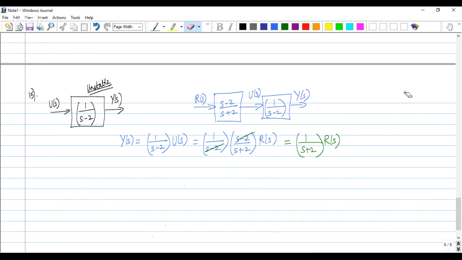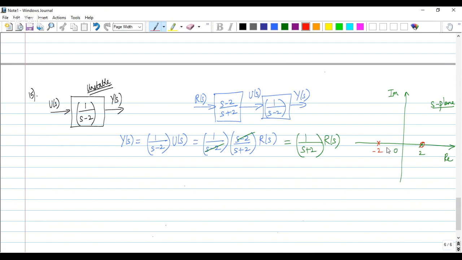What has happened? If we consider the s-plane, initially I had a pole at 2. Now what we are saying is, look, I will place a zero exactly at 2 and then place another pole at minus 2, thereby giving the impression that I'm shifting the pole from the right half plane to the left half plane. But this is very difficult to achieve in practice.